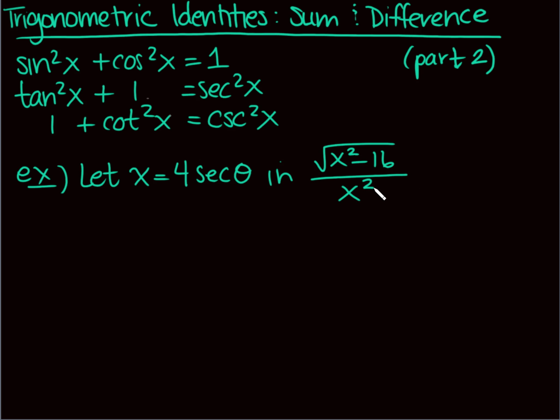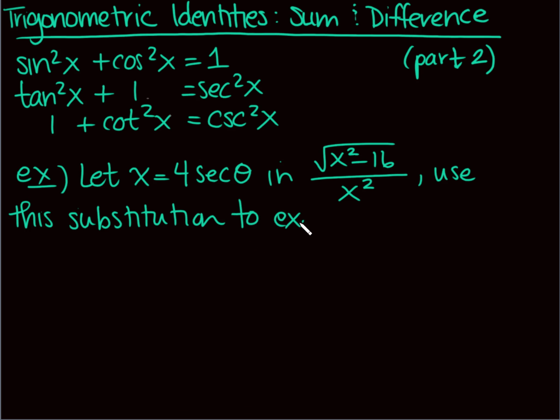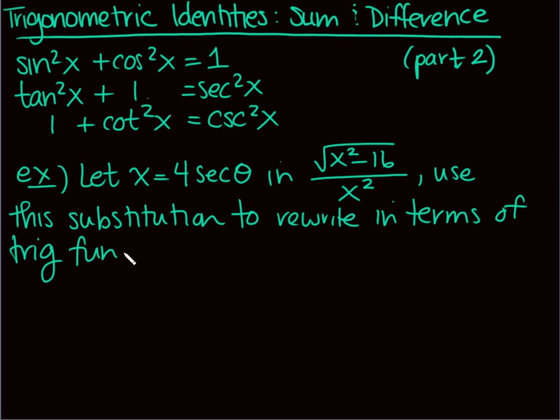My directions are going to be: let x equal that, use this substitution to rewrite the expression in terms of trigonometric functions. We'll just call those trig functions. A couple things we have to make sure we assume here. Sometimes we have to assume some things. We're going to assume that theta is in the first quadrant.